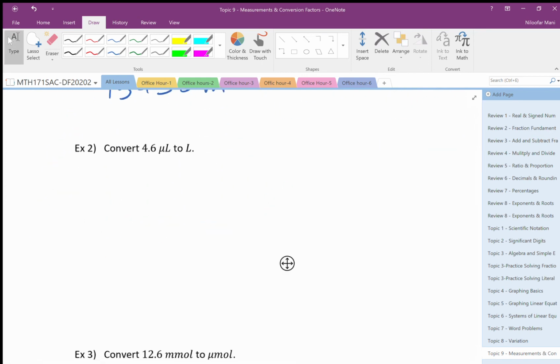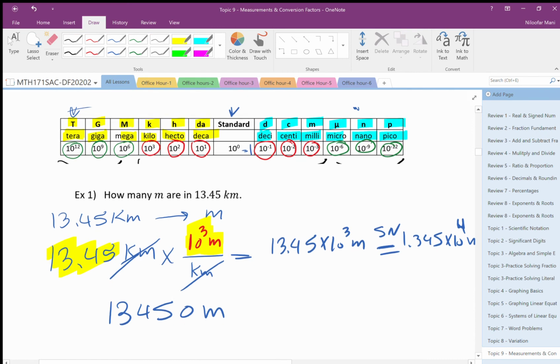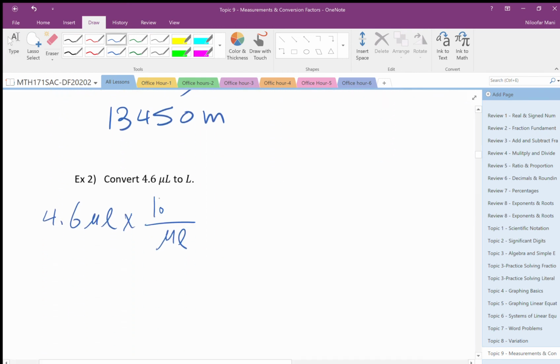Okay, the next one: 4.6 microliters, I want to go to liters. 4.6 doesn't matter, that's a number. I want to cancel microliter and bring liter. Microliter is up, so I have to write it down because I want to cancel. Something you have is up, so you write it down to cancel it. So microliter down. What is microliter? I go to the table: 10 to the power minus 6 liter. 10 to the power minus 6 liter equals.